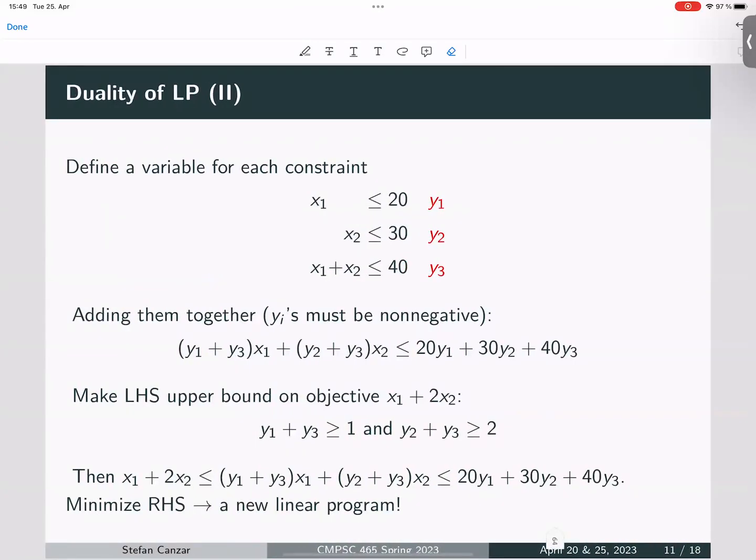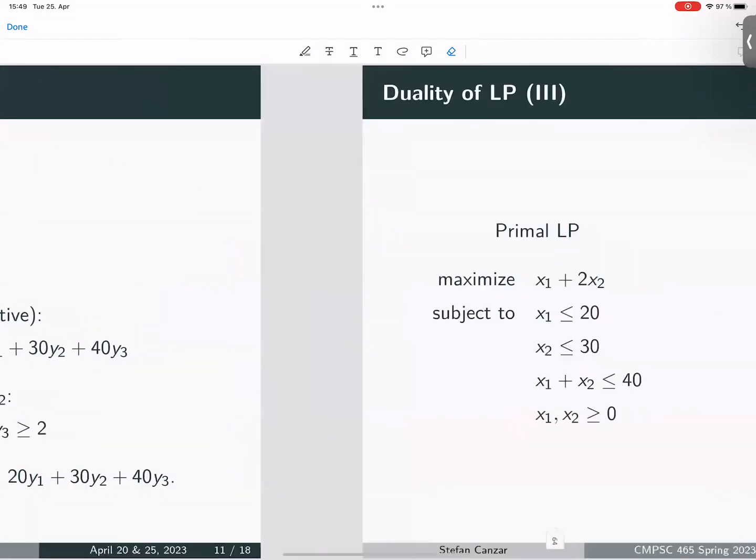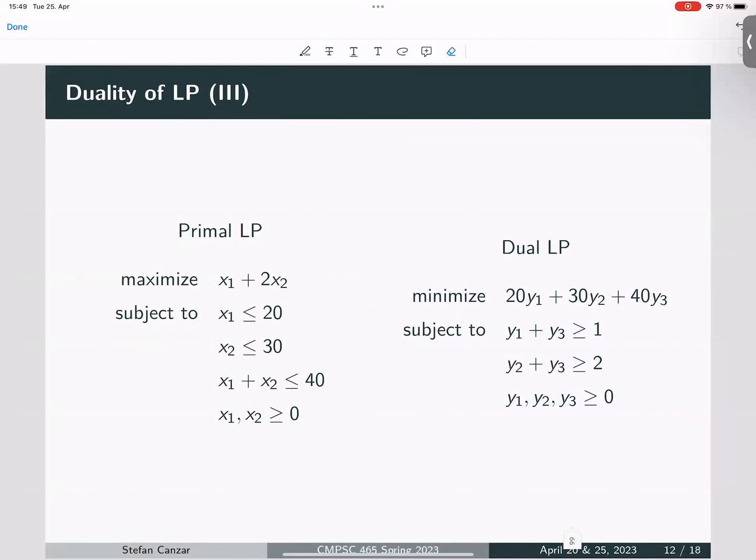So these constraints here are formulated such that they will give an upper bound on the objective. So everything feasible to this one will be an upper bound on this one. And since we're minimizing this here, we're trying to find the smallest possible upper bound on the optimal solution in the primal linear program. And this is what's called a dual linear program with respect to the original so-called primal linear program.